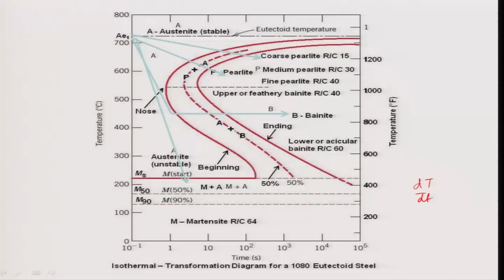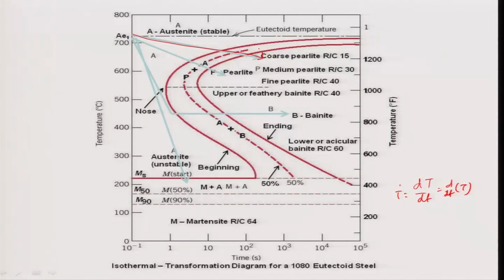Now, as this is a plot between temperature versus time, we can actually plot different cooling rates. Cooling rate is nothing but dT by dt, that is the slope of this curve. As you see here, I have drawn 4 different lines, each one signifying a cooling rate. So, let us first start with the slowest cooling rate. So, that is this line, I am drawing it again.